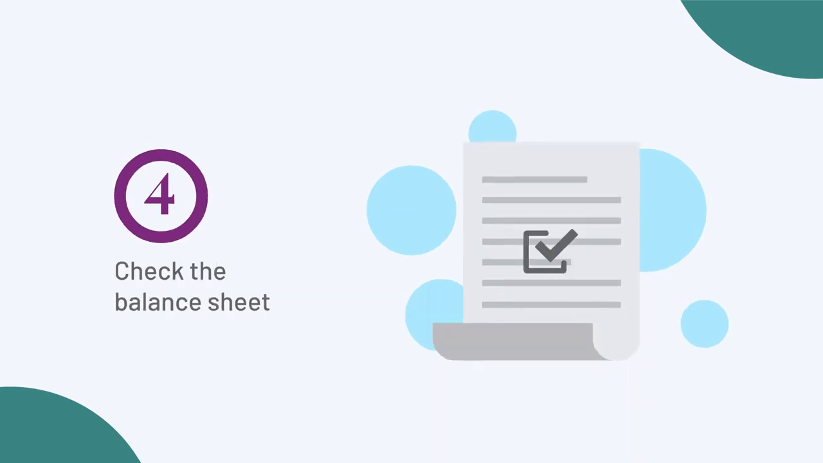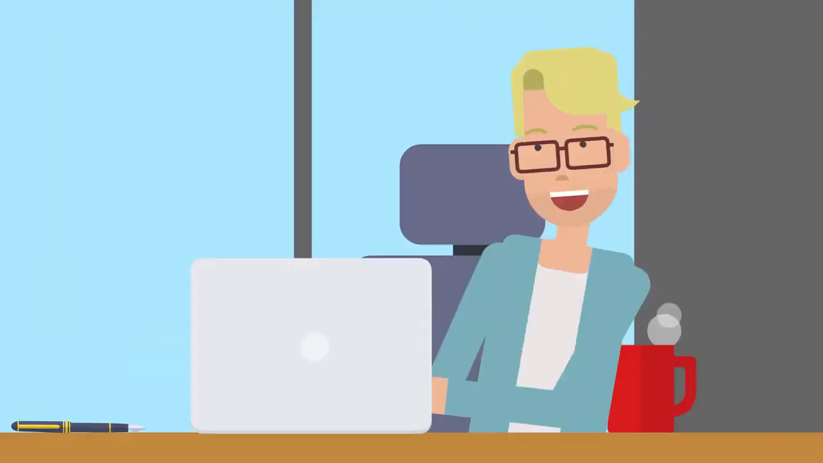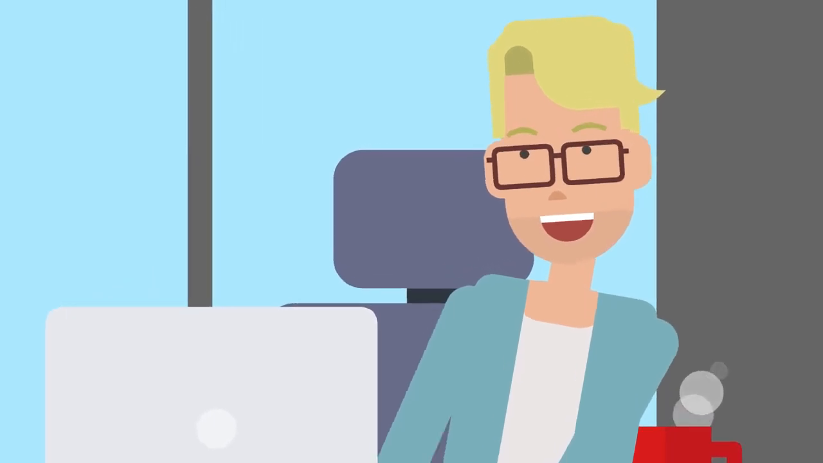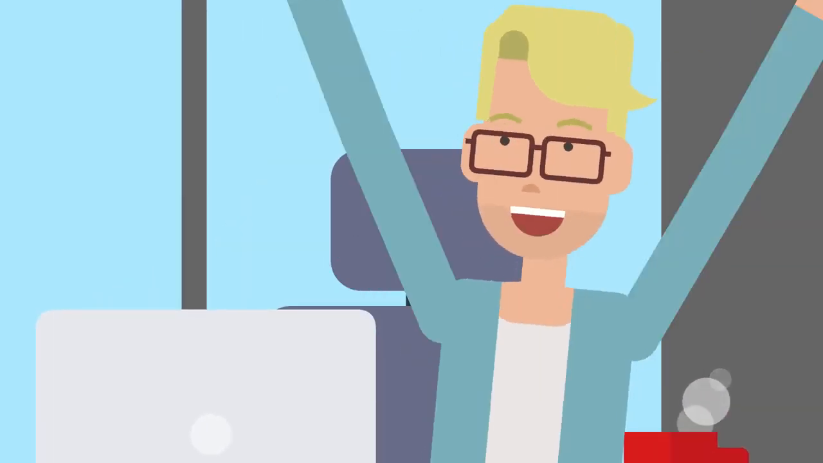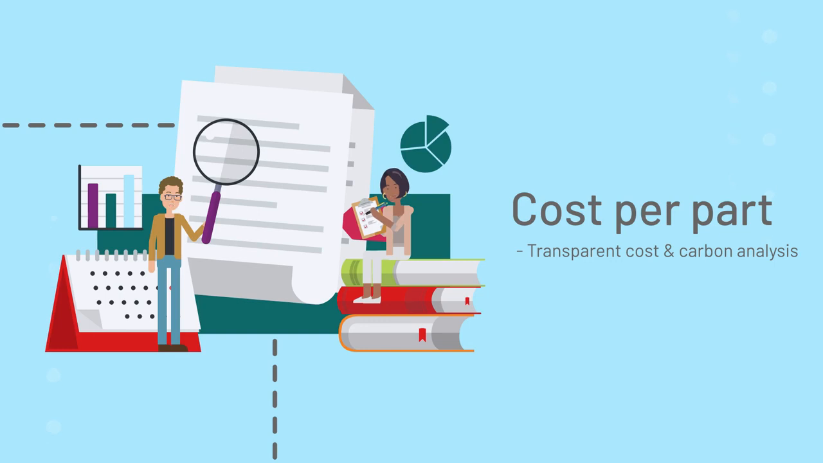Number 4. Check the balance sheet. Realistic check and optimization of cost per part. Our experts have gathered years of experience and, with this web-based application, you will quickly calculate the benefits of AM. You will also gain access to transparent cost and carbon analysis, visual analytics, cost and carbon scenario analysis, and much more.